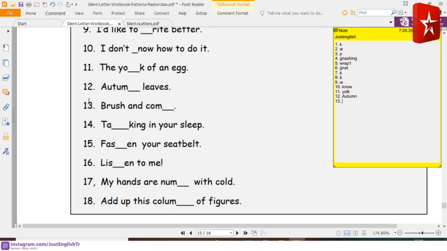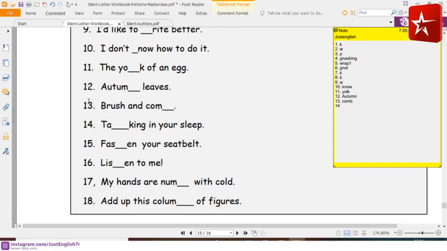Then you brush your teeth or you brush your hair and comb. Yes, comb. Yes, B is a correct answer. C-O-M-B. Comb. We don't pronounce B at the end of the word, okay? We don't pronounce it. Comb. That's it.